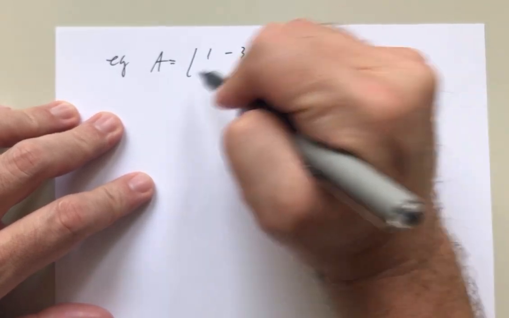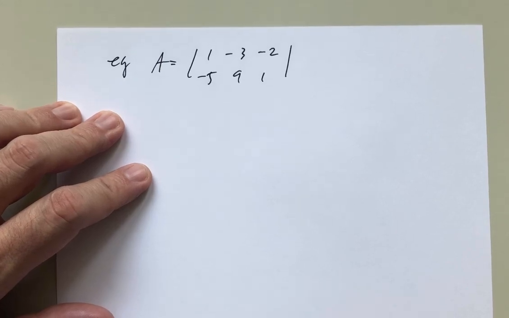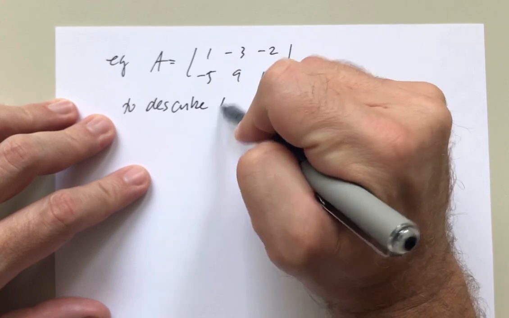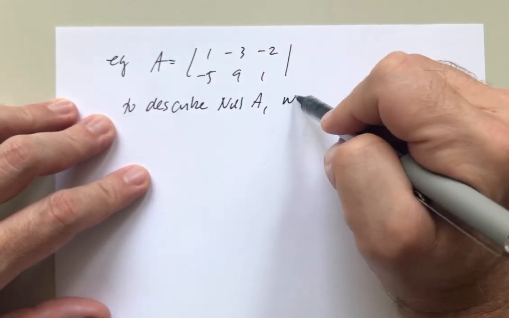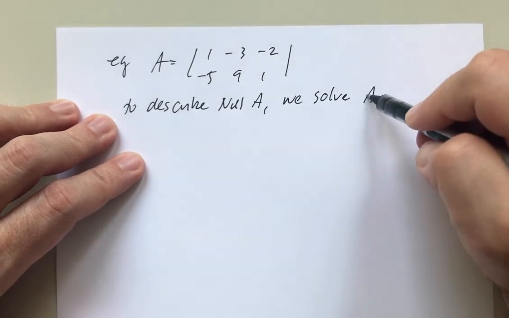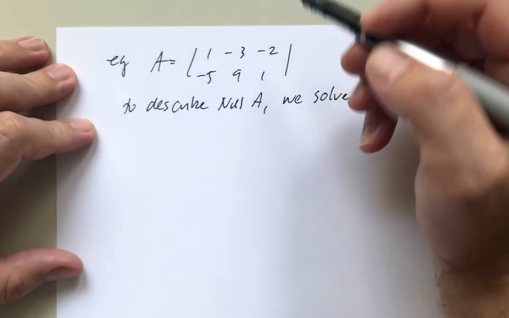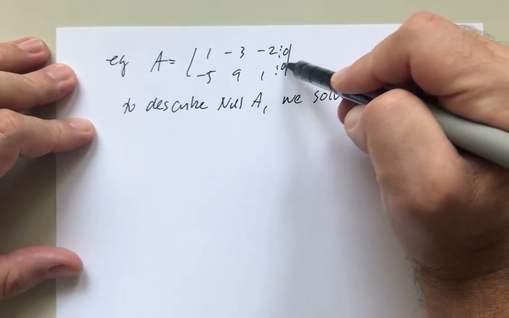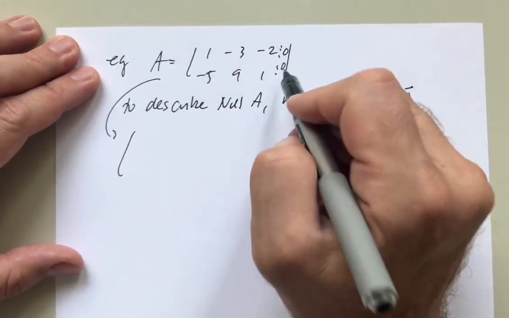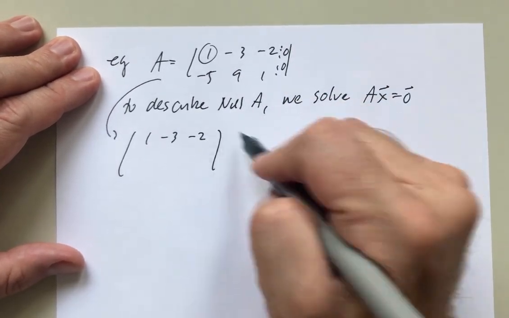So if I want to describe the null space, null A, we solve AX equals 0. When I say solve, I mean look for the solution set. I'm going to put in this secret 0, 0 as usual. I don't really care about that because when I row reduce, it will always stay 0 on the right-hand side. But let me do my row reduction. I'm going to leave out the 0, 0.